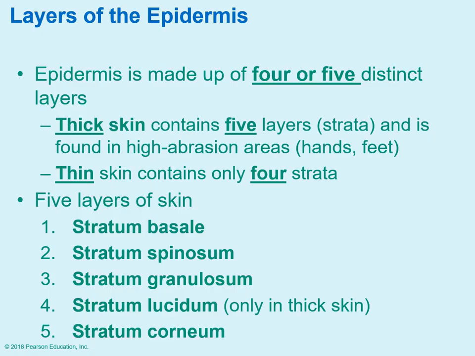The 5 layers of the skin, starting with the deepest layer, moving more superficial. You have the stratum basale, the stratum spinosum, the stratum granulosum, the stratum lucidum, and then the most superficial layer, the one that you see, is the stratum corneum. Now, the extra layer that's found only in the thicker skin areas of the soles of your feet and palms of your hand is the stratum lucidum.